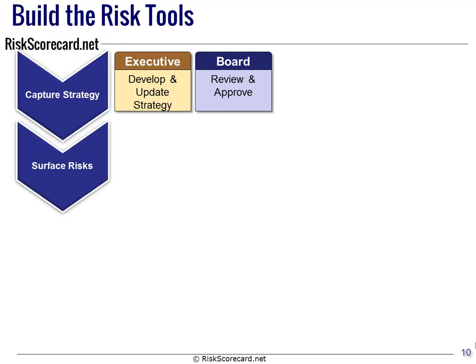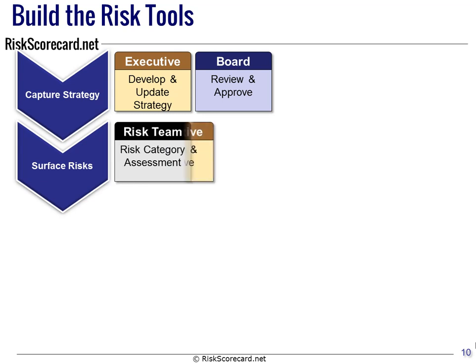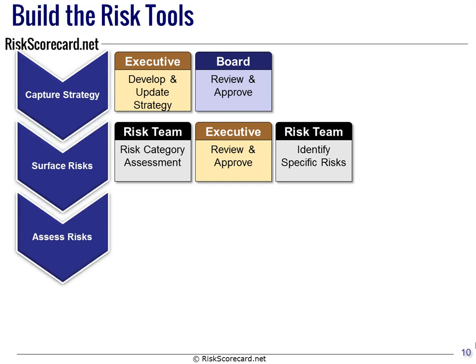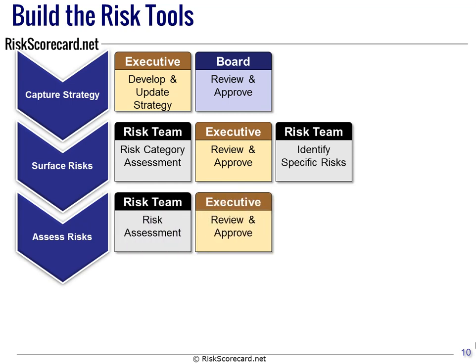Then, we worked on surfacing the risks. Specifically, we used the risk category assessment from the risk team. Based on their recommendations, they presented those to the executive who reviewed and approved them. They then went off to identify the specific risk elements to use, and that was what they used in the assessment. For the assessment, again, the risk team did that assessment over a 6-hour period. The executives reviewed and approved that, and in fact the board reviewed that work and approved that as well.